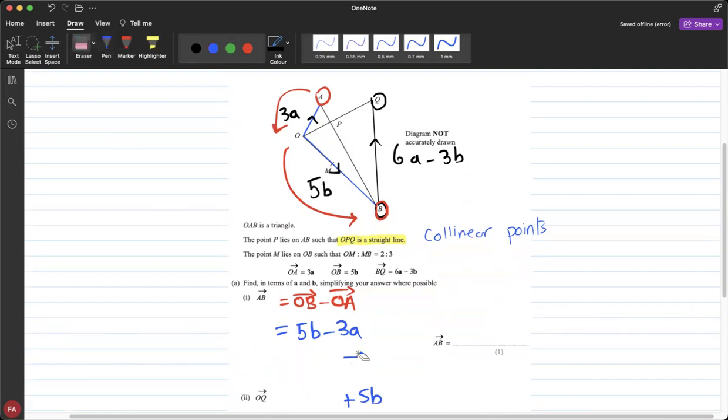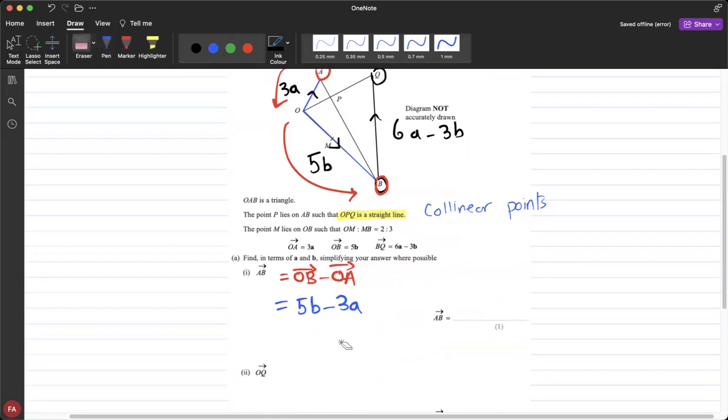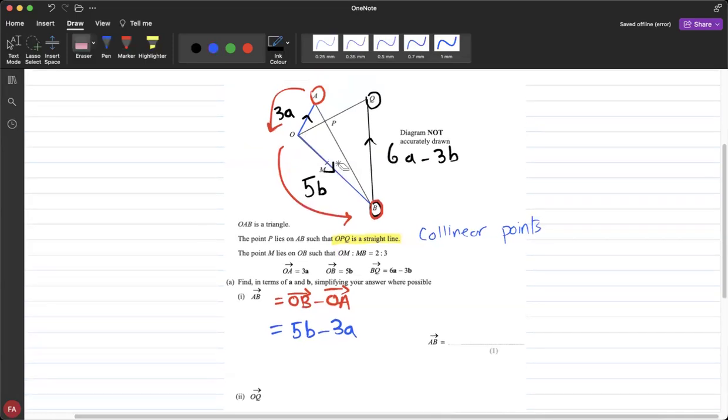In a similar way, the next part of the question says, find OQ. To figure out OQ, let me just clean up this mess. To find OQ, I know that I have to start my journey from this point, and I have to end over here at point Q. So in order to go from O to Q, I can perhaps move from O to B, because that's the line that is already made. In a similar way, B to Q.